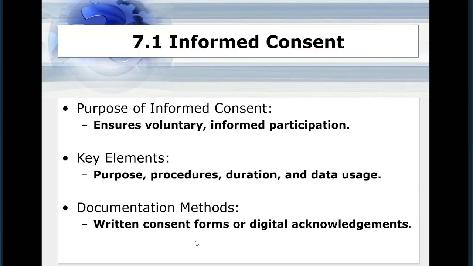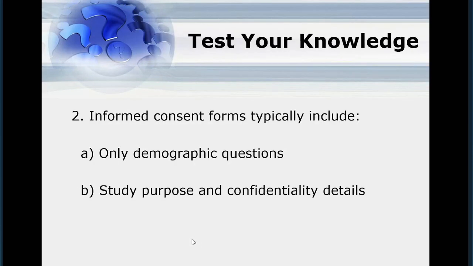Informed consent is essential in maintaining ethical standards in research, especially when collecting data from participants. It ensures respondents are fully aware of the study's purpose, procedures, expected duration, and the ways their data will be used. This fosters a transparent relationship with participants and upholds their rights. Key elements of informed consent include a clear explanation of the study's goals, a statement that participation is voluntary, and assurance of data confidentiality.